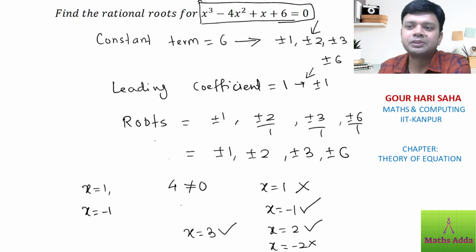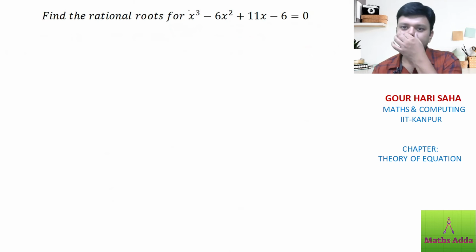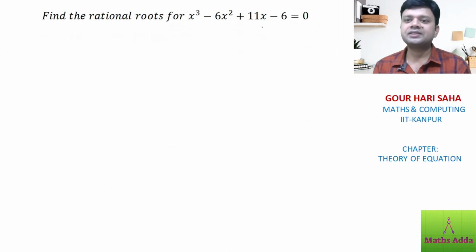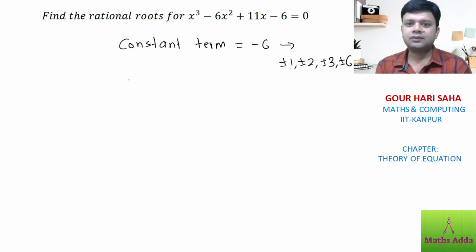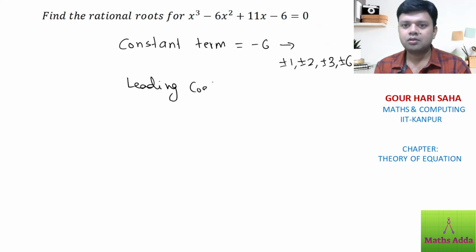So let's take one more example. Here, find the rational roots for x cube minus 6x square plus 11x minus 6 equal to 0. Again, what is the constant term? It is equal to minus 6. What are the factors? Plus minus 1, plus minus 2, plus minus 3 and plus minus 6. And then what is the leading coefficient? It is 1.